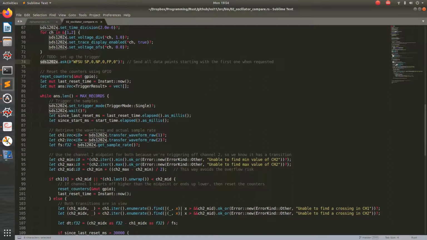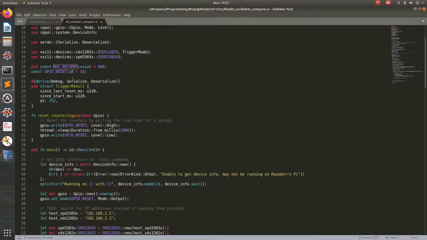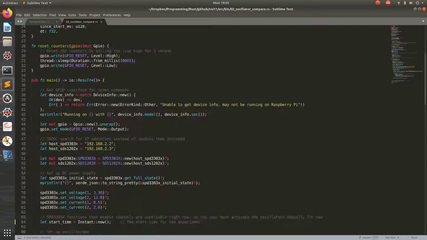And then we start the experiment by resetting the counters right here. And then we're going to continually keep track of the most recent reset time, and we're going to use this vector to accumulate all the results of all the triggers. And so the length of the experiment is defined by this max records constant that I created up here. I set it to 600, which at the rate it triggers ends up being about 2 hours worth of data.